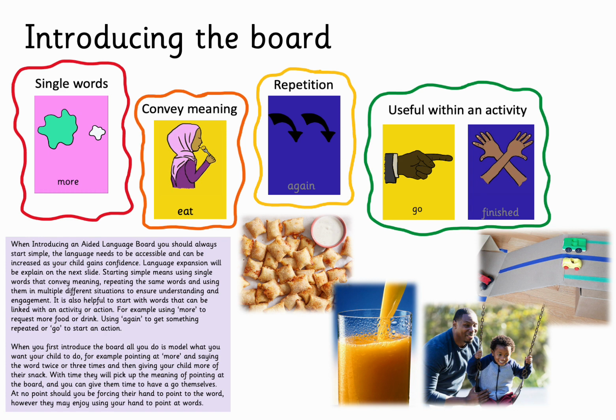When you first introduce the board, all you do is model what you want your child to do. For example, pointing at more and saying the word twice or 3 times, and then giving your child more of their snack. With time, they'll pick up the meaning of pointing at the board, and you can give them time to have a go themselves. At no point should you be forcing their hand to point at the word. However, they may enjoy using your hand to point at words.